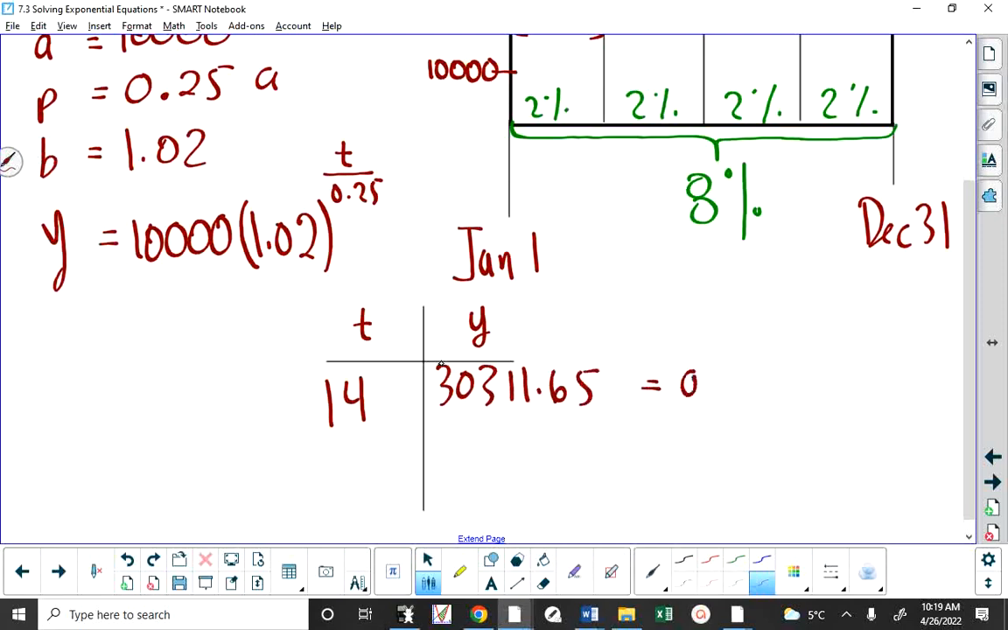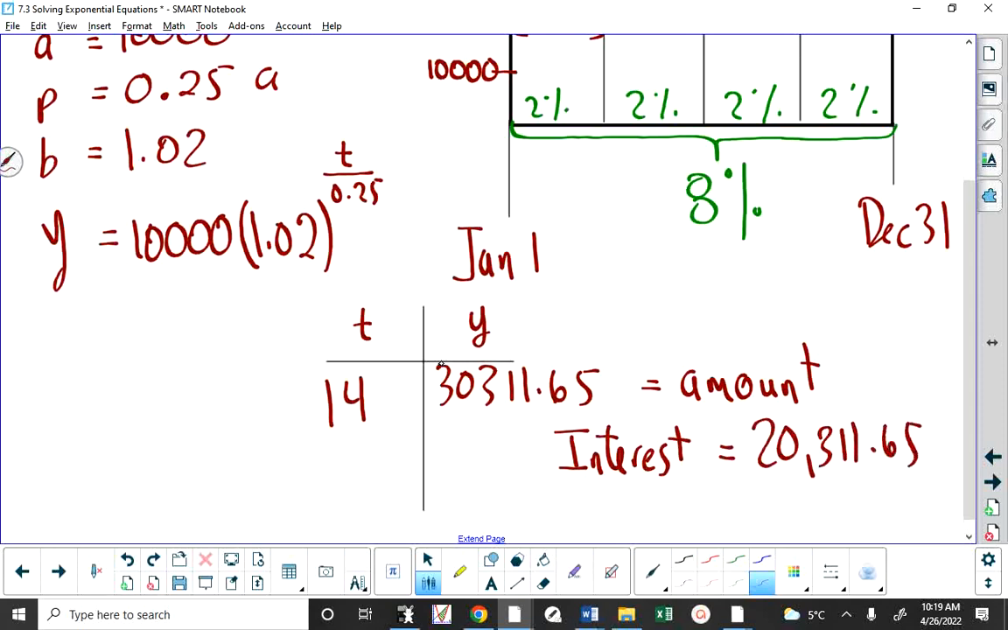So this is the amount in the account, and the interest would be equal to $20,311.65 because she started off with 10,000. To how many of you is it obvious that she would get more money in the end because she's getting interest calculated more frequently? So just after a quarter of a year, she's already increased the value. So the quicker you get interest, the more interest you'll get in the end.